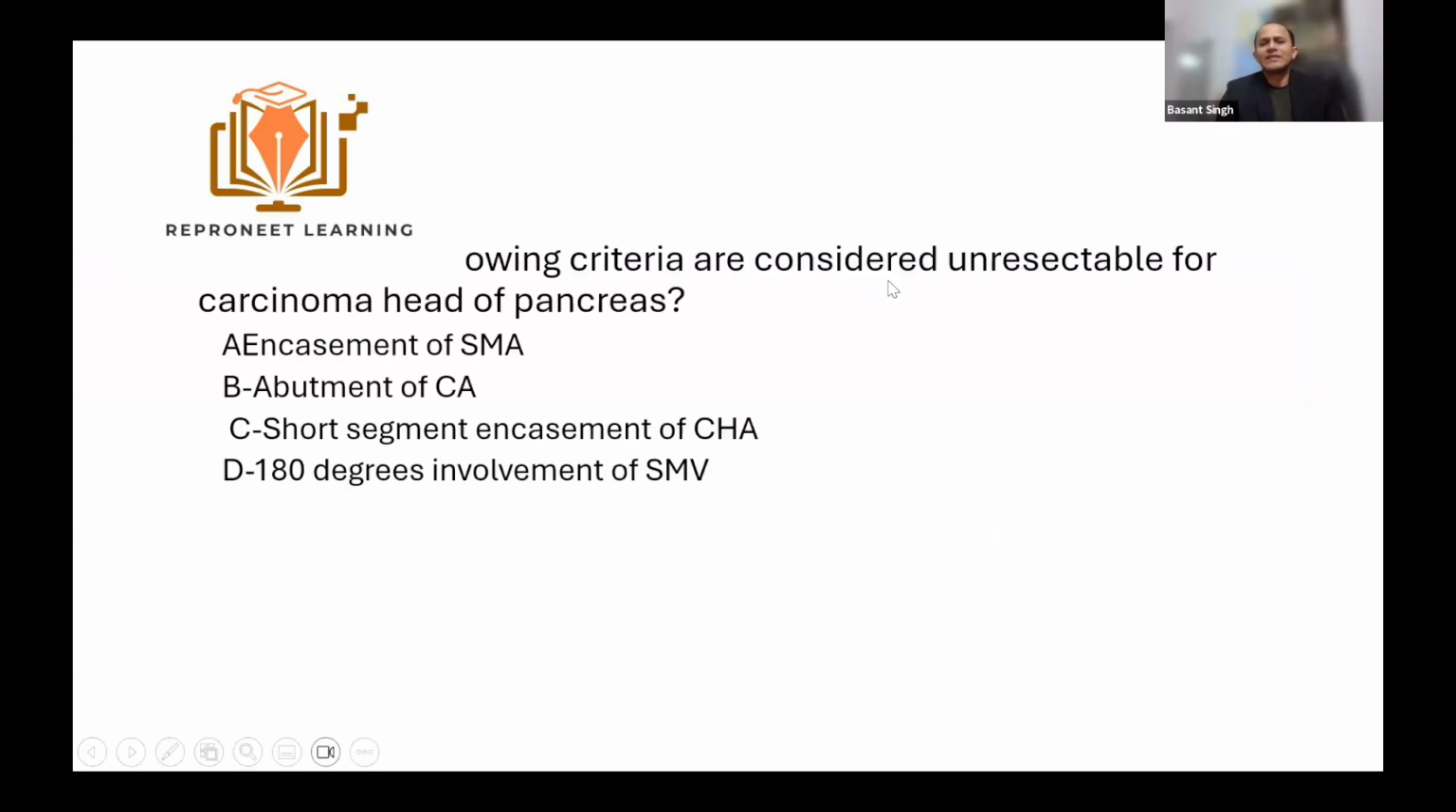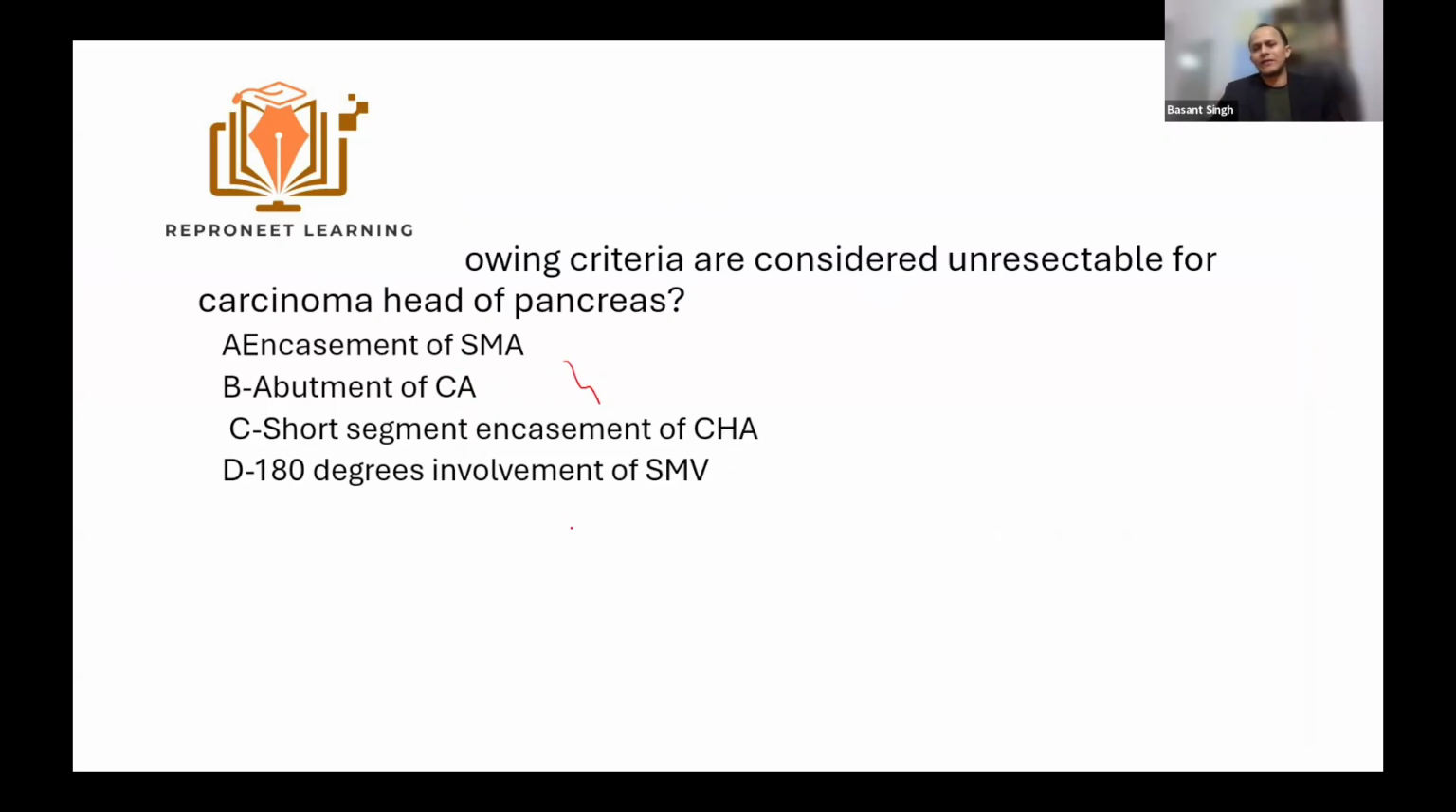Which of the following criteria is considered unresectable? So this is a very easy question. Obviously, SMA encasement is unresectable. And these all are examples of borderline resectable pancreatic cancer. So this we all know, what is borderline resectable and what is resectable as far as pancreatic cancer is concerned. So just a short revision.